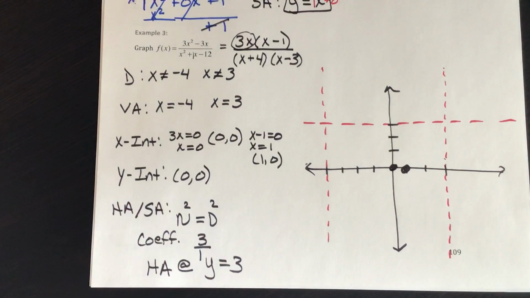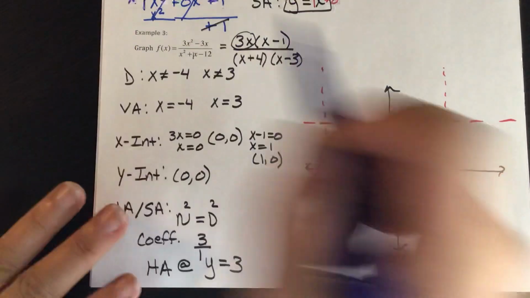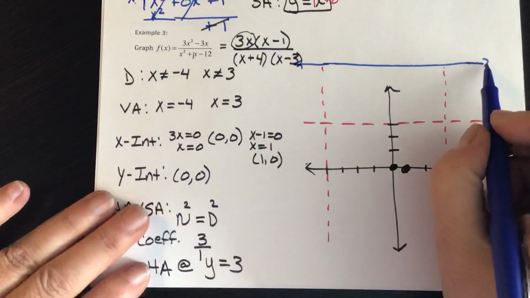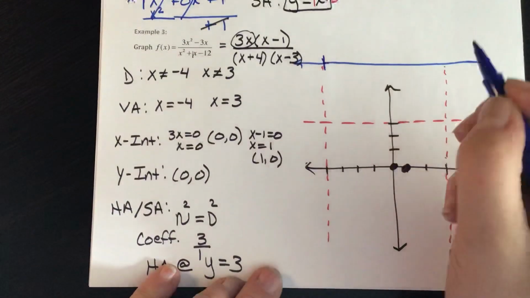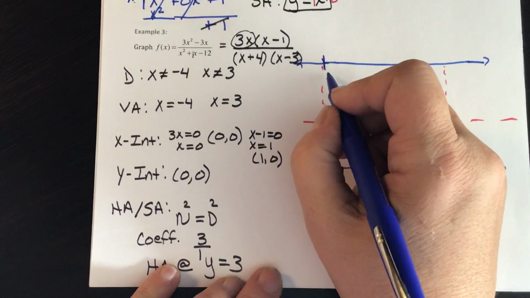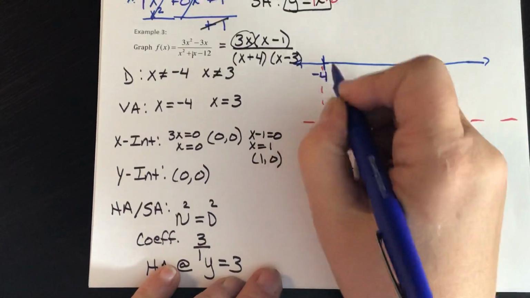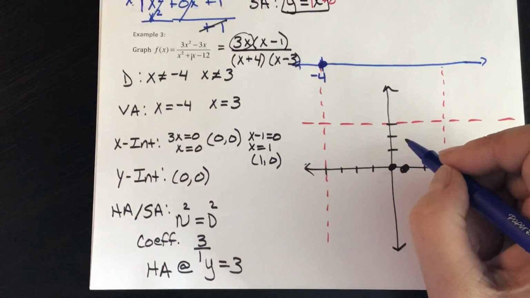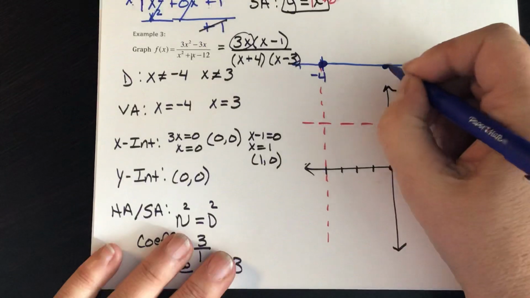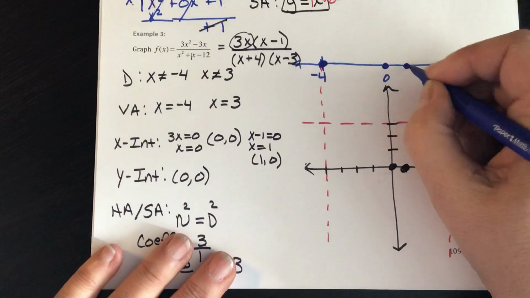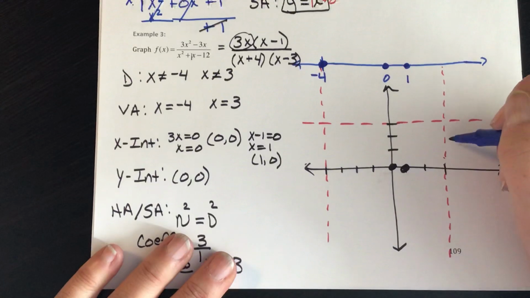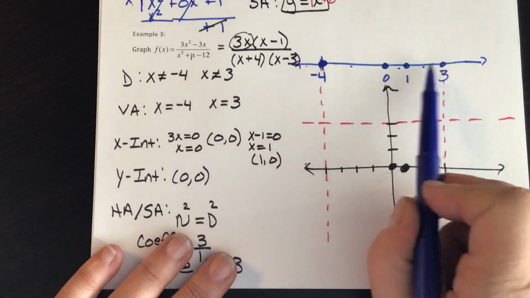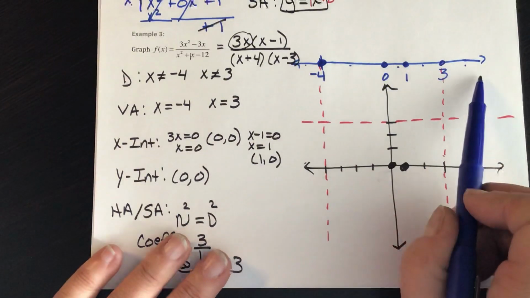So I've got a bunch of information here, and let's look at what's happening. So if I draw a number line, I have a vertical asymptote at x equals negative 4. I have an x-intercept at 0. I have an x-intercept at 1. And I have a vertical asymptote at 3. So I need to check values in all of these sections.